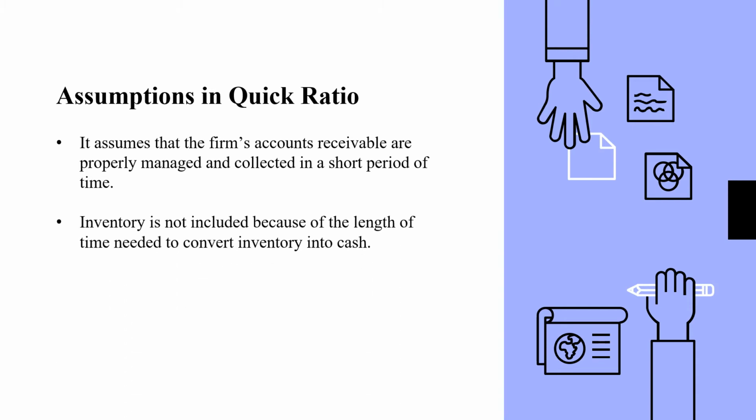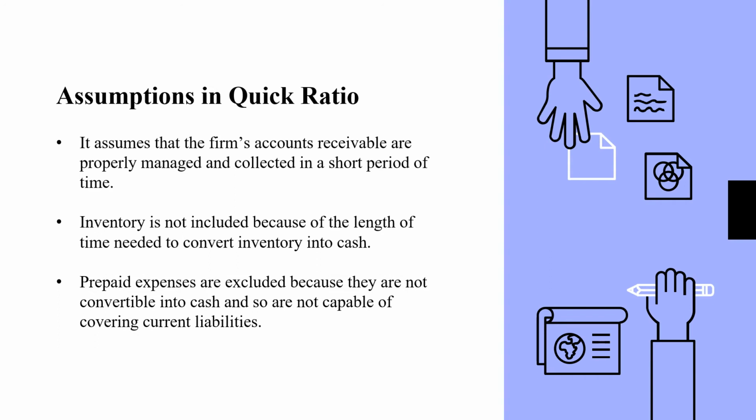Then, inventory is not included. So, hindi na natin sinama yung inventory because of the length of time needed to convert inventory into cash. So, hindi siya ganun ka-liquid. And then, prepaid expenses are excluded because they are not convertible into cash and so are not capable of covering current liabilities. So, tinatanggal natin dyan yung prepaid expenses kasi hindi naman nga convertible into cash ang prepaid expenses. Hinihintay lang yan na magastos. No? And also, hindi naman natin siya maipangbabayad ng ating current liabilities.